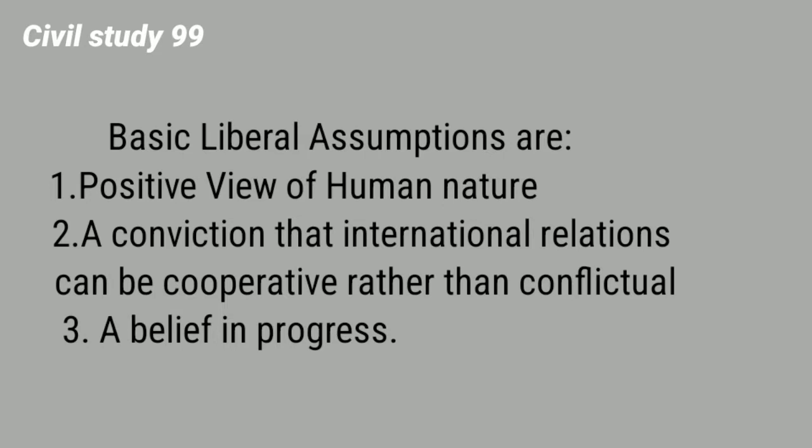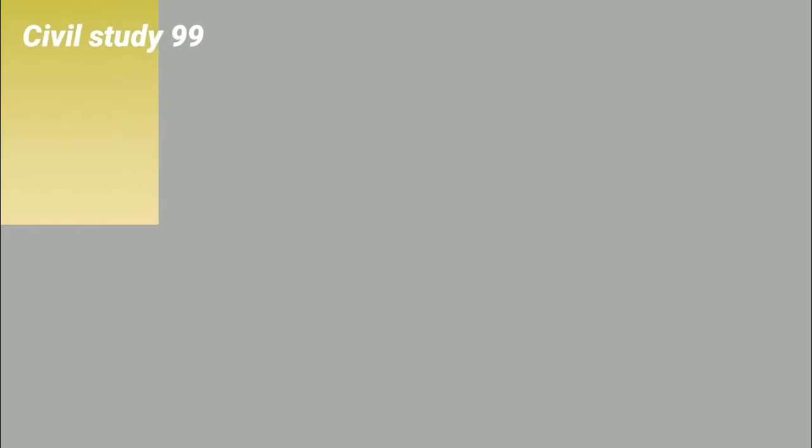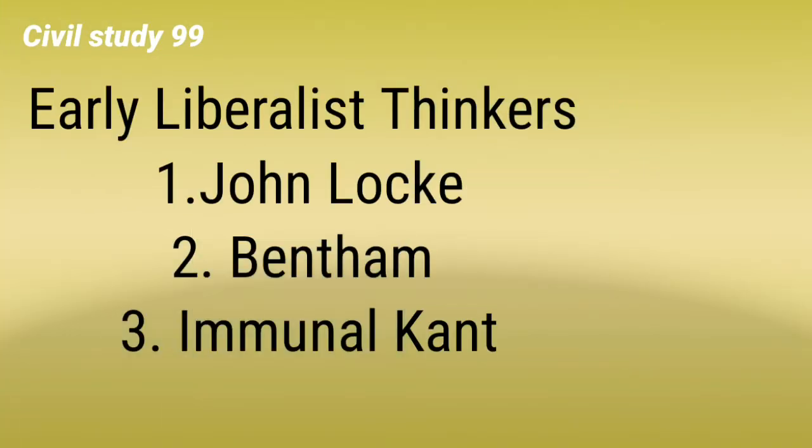Liberal thinking is closely connected with the emergence of the modern constitutional state. Liberals argue that modernization is a process involving progress in most areas of life. The process of modernization enlarges the scope for cooperation across international boundaries. Progress means a better life for at least the majority of individuals. Humans possess reason, and when they apply it to international affairs, greater cooperation will be the end result. If we talk about early liberal thinkers, then John Locke, Bentham, and Immanuel Kant are the early liberals.